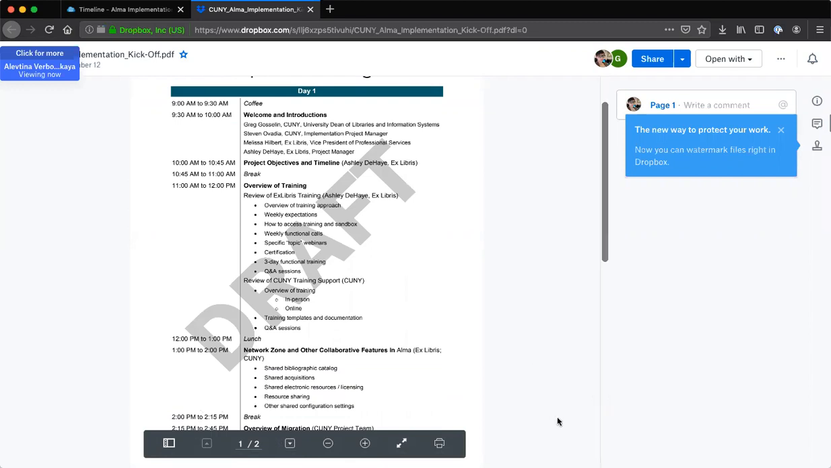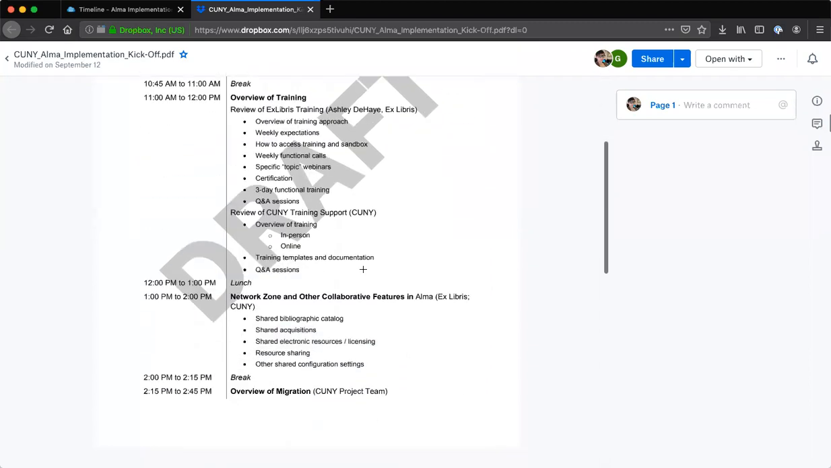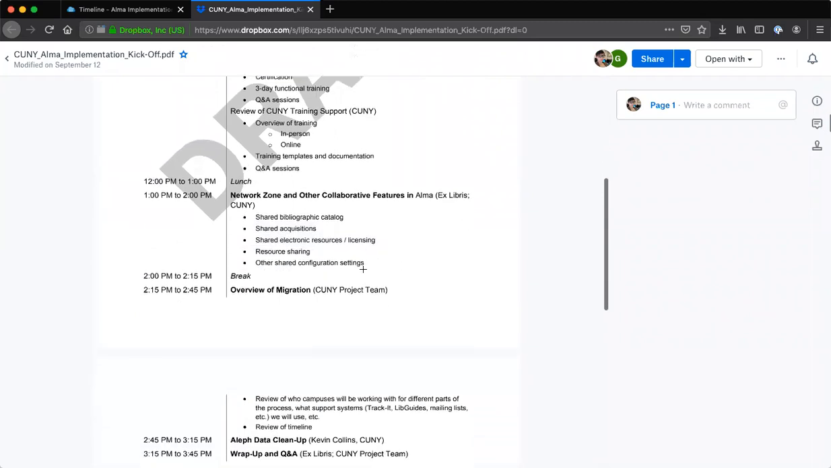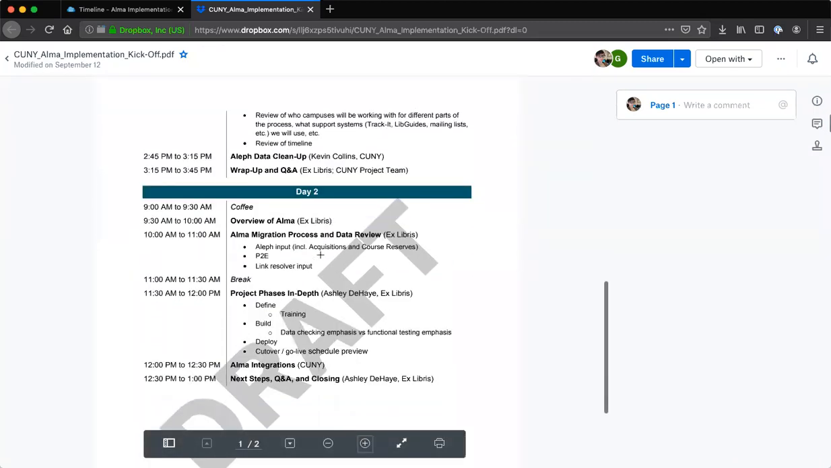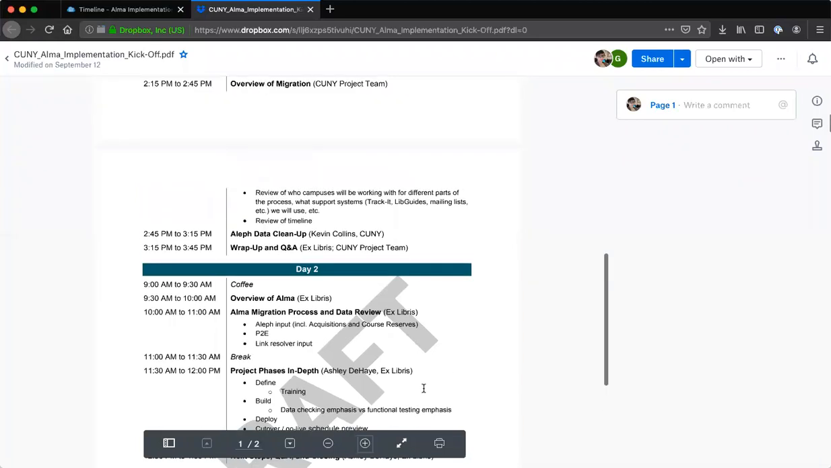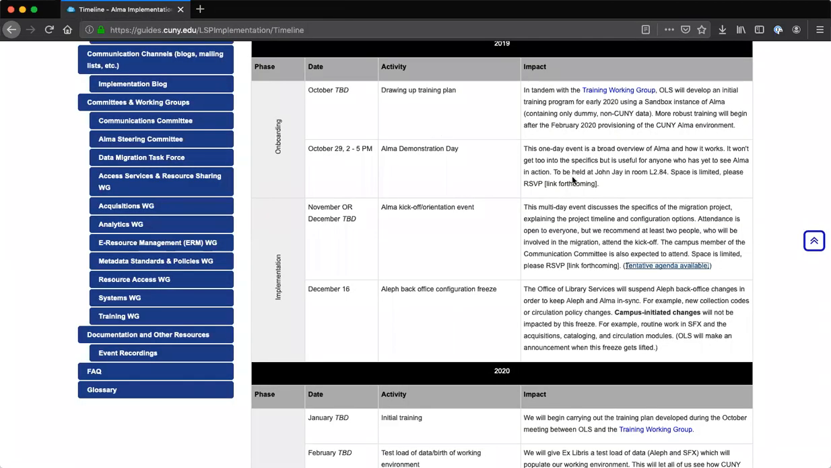Let's see. So we're looking at, this is day one. And you can take a look at it on your own time separately. And day two, we're thinking a day and a half. So the second day will end right around lunchtime. So again, this is available from the timeline and you can take a look. And of course, once it's been finalized and we have the link to register for the event, that will all be shared via QLibs.